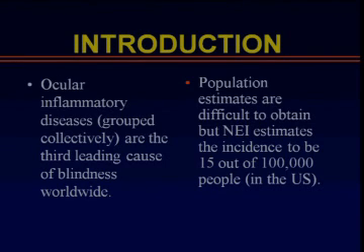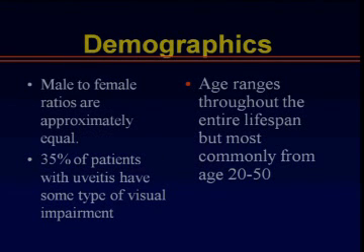Population estimates are difficult to obtain in the U.S., but the NEI estimates that the incidence is approximately 15 per 100,000 in the United States. The male-to-female ratios are approximately equal, but the reason why this disease is so significant is because 35% of patients who develop uveitis will have some type of visual impairment. So although it's not a public health menace by the incidence of the disease, clearly those that are afflicted can have significant visual morbidity as a function of the inflammatory process involving the eye.